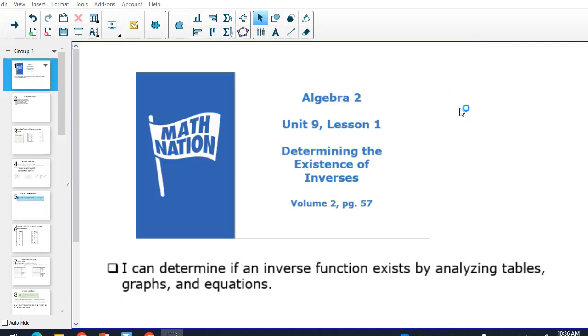Hello class. So today we're going to be looking at Unit 9. We're just going to be starting out with inverses. Specifically, we're just going to look at whether or not there are inverses. And then we'll look a little bit more into determining the inverses. But for inverse functions, we kind of need to review what a function actually is.